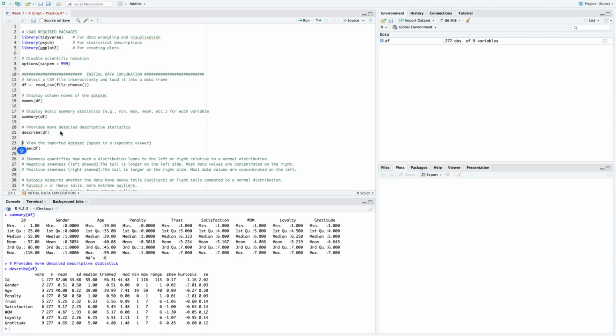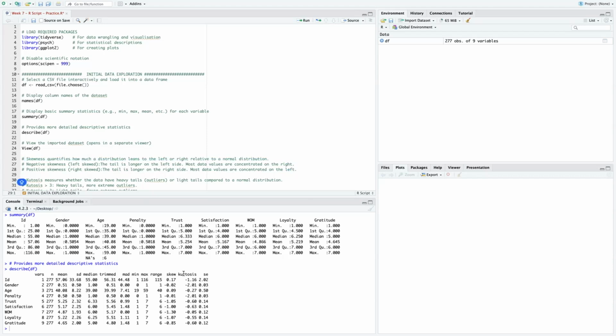All right. So if you look at these continuous variables, you also see the mean, the number of observations, the range. But there are two things I would like you to focus on this time. That is the skewness and kurtosis. The skewness quantifies how much a distribution leans to the left or right relative to a normal distribution. So right here we have almost all negative skewness, or left skewed. It means the tail is longer on the left side and most data values are concentrated on the right.